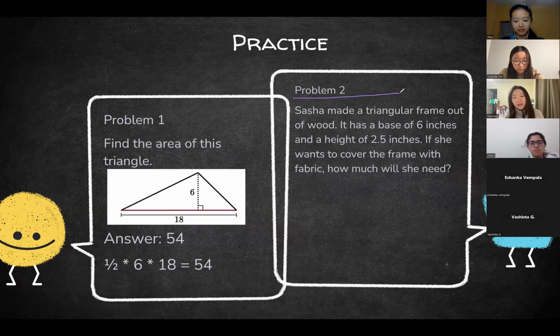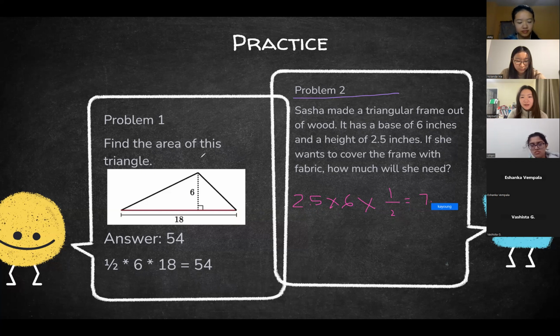So what area should the fabric be to cover this triangular frame? Lots of speedy answers. Yeah, so you guys are right about the 7.5, but I do want to touch on one thing afterwards. So 2.5 times 6 times 1/2 is indeed 7.5.